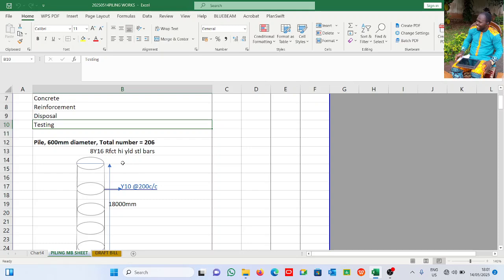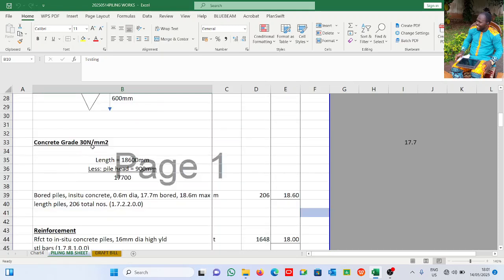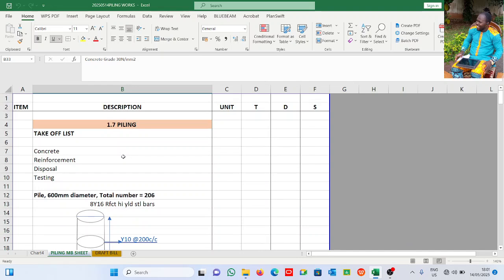Alright, so if we pick the first item, this is concrete. Now if you notice here, I didn't put bringing plant to site. I'm not answering any question here. But if it's an exam and they say, measure piles, of course you need to bring your plant to site and allow for taking them away from site. So please let's take note of that. But I'm just dealing with piles.